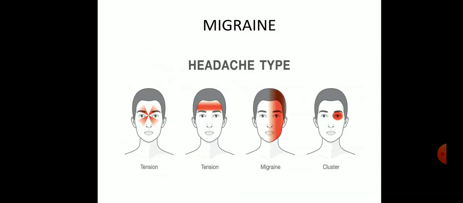Finally, here comes the discussion of migraine. Migraine is nothing but some type of headache. Mostly it is a unilateral headache. As you see in the picture, the first one is sinus headache, the second one is tension headache, and the third picture is the migraine. If you see the migraine, it's mostly that unilateral type of headache.